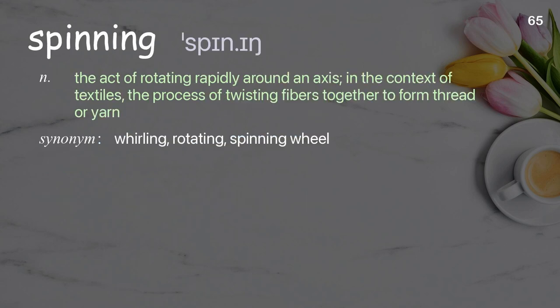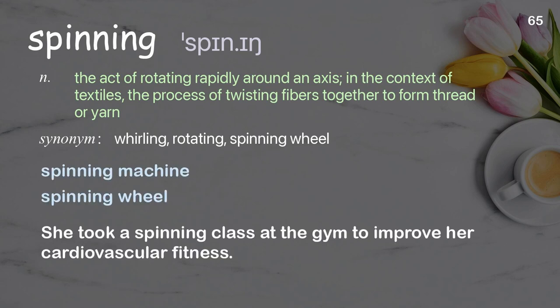Spinning: the act of rotating rapidly around an axis, in the context of textiles, the process of twisting fibers together to form thread or yarn. Examples: spinning machine, spinning wheel. She took a spinning class at the gym to improve her cardiovascular fitness.